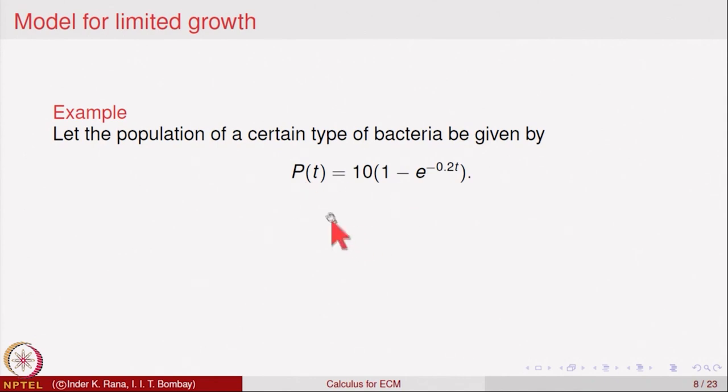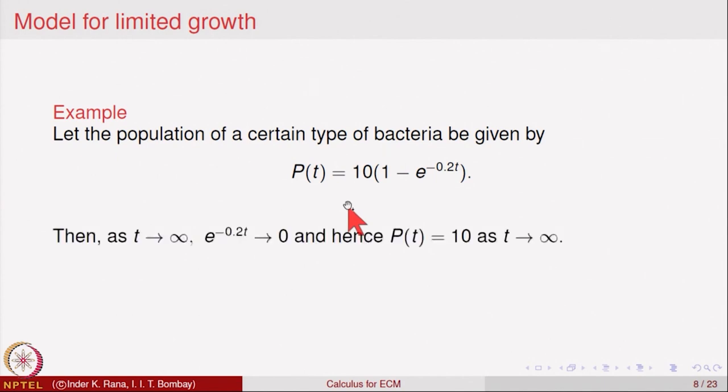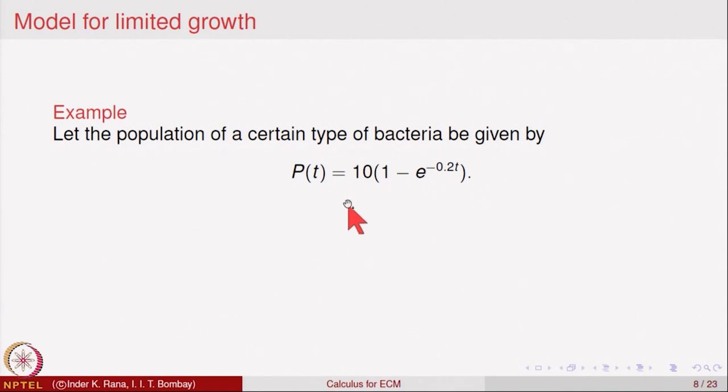So in this scenario, when t is equal to 0, e raised to the power 0 is 1, so that is 1 minus 1, which is 0. Now what is happening? Let us observe that as t increases, 0.2 t is going to increase, but there is a negative sign. So e raised to that power is going to decrease.